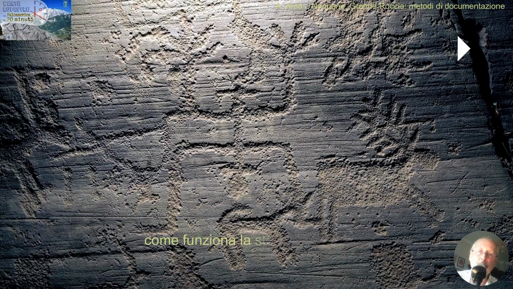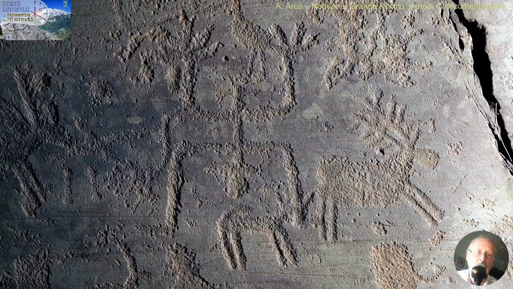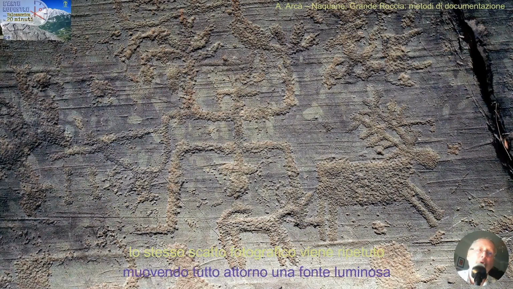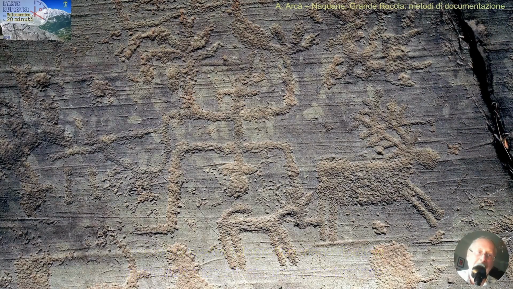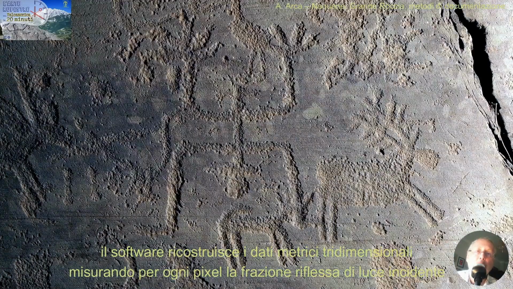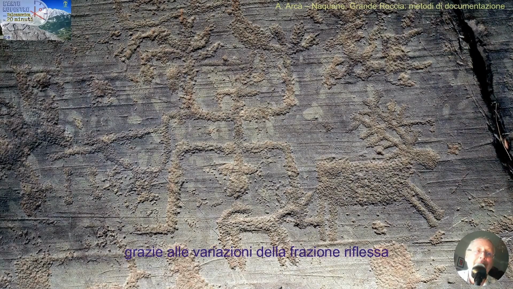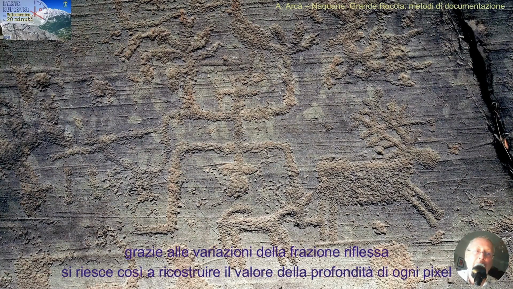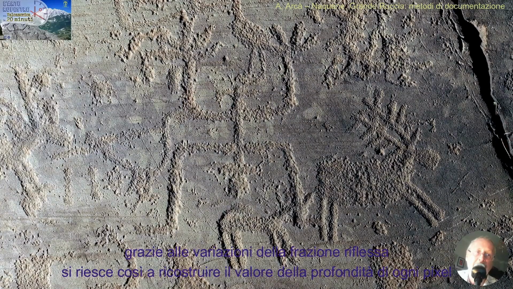But we can ask ourselves, at this point, how does stereophotometry work? Here is a large handheld anthropomorphic figure from sector G of the Great Rock. The same photographic shot is repeated several times, moving the light source around at each shot, using an artificial grazing light source, rotating it around the tripod. Subsequently, the software reconstructs the three-dimensional metric data, measuring for each pixel the reflected fraction of incident light. Thanks to the variations of the reflected light, it is thus possible to reconstruct the value of the depth of each pixel.